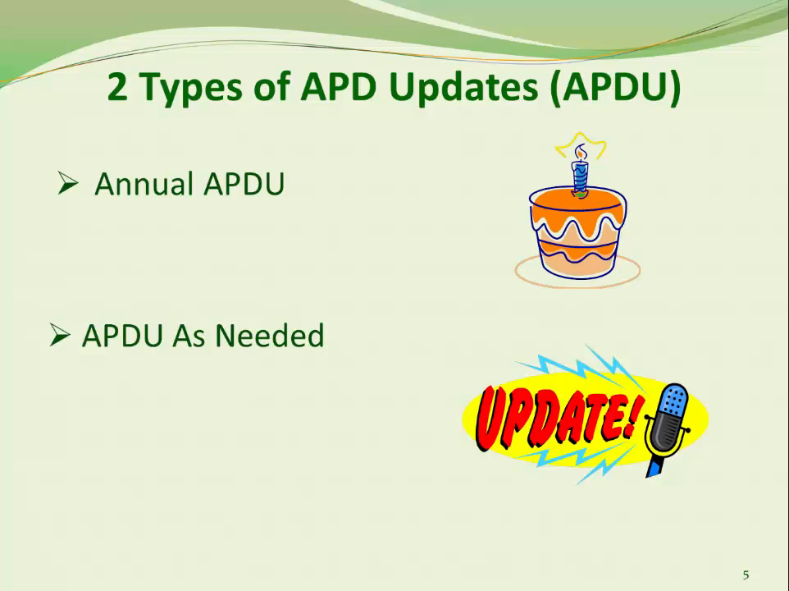There are two types of APD updates. An annual APDU is a yearly submission that provides a status update on the project and the APD. An APDU as needed is triggered by special situations or events that require a more immediate update and approval than the annual APDU. So let's go further into the APDU annual.